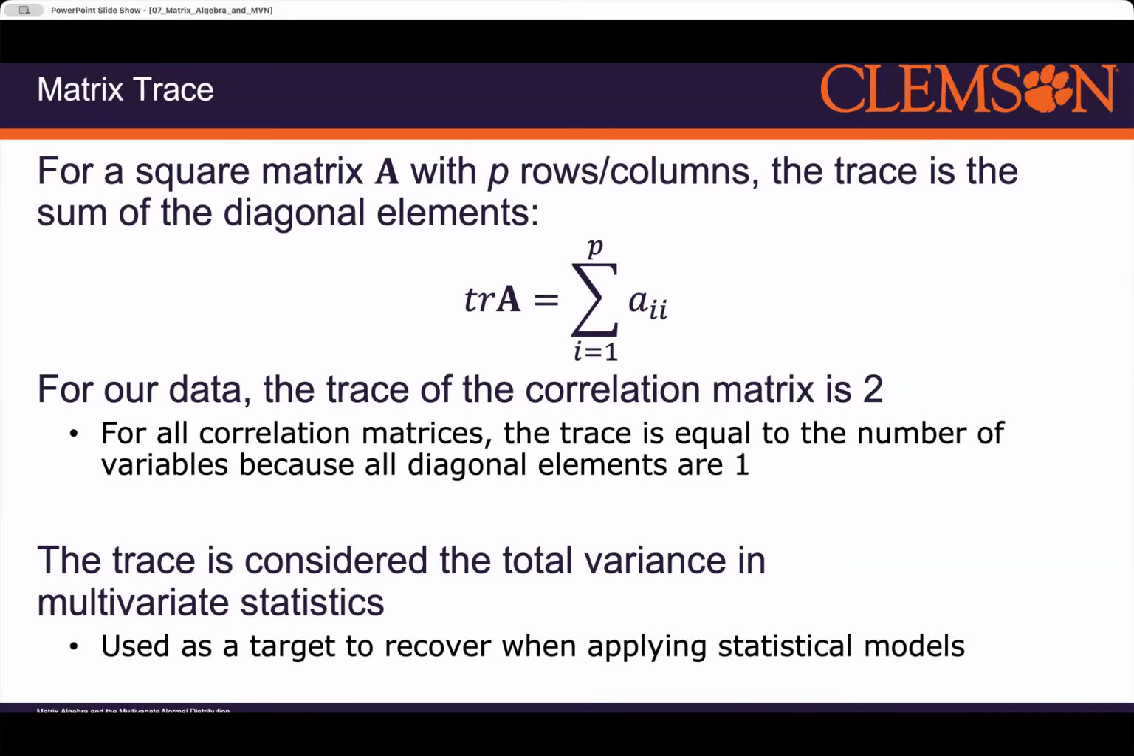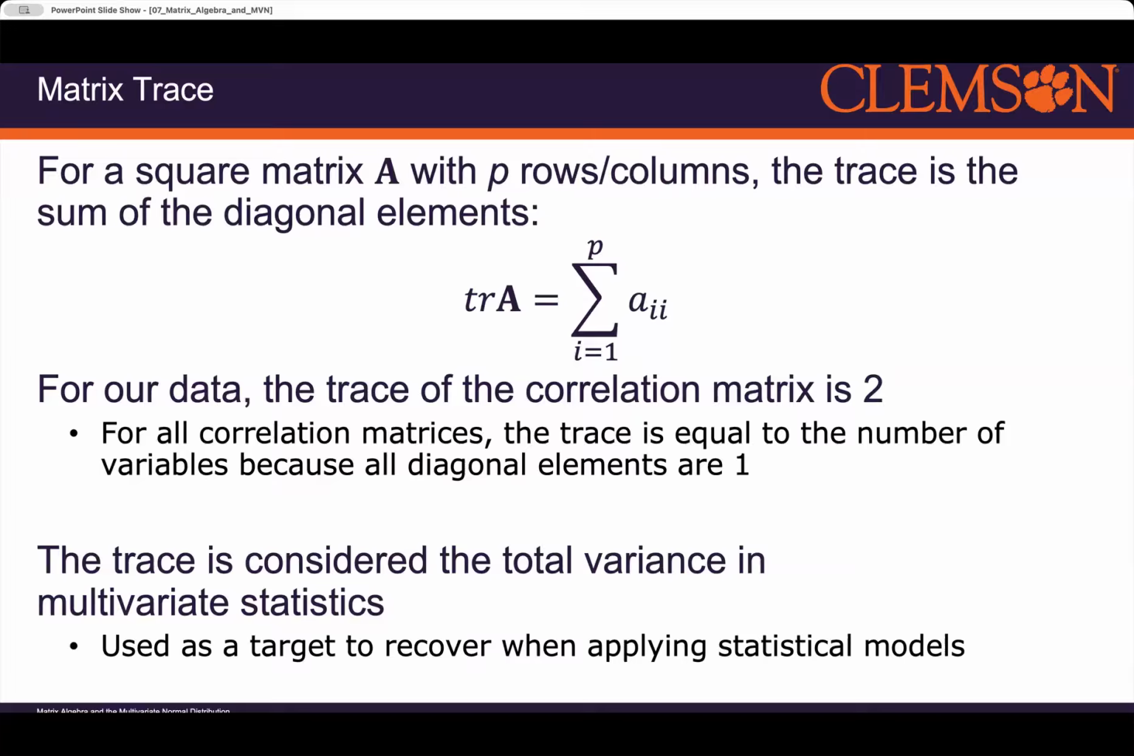So the matrix trace is a concept we end up using in statistics quite a bit. For a square matrix A with lowercase p rows and columns, remember a square matrix has the same number of rows and columns. The trace is the sum of the diagonal elements. So we just sum the diagonal right here. Sometimes known as the TR of A, it is the sum of all the diagonal elements. So for our data, the trace of the correlation matrix is 2. It's just the sum of the ones, the number of variables we have. In fact, for all correlation matrices, because the diagonal is a bunch of ones, the trace is equal to the number of variables.